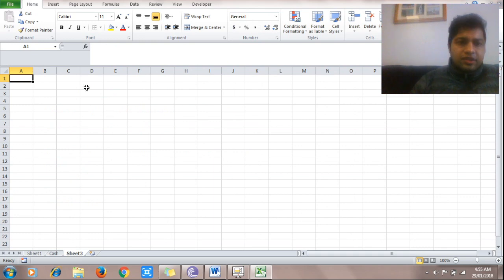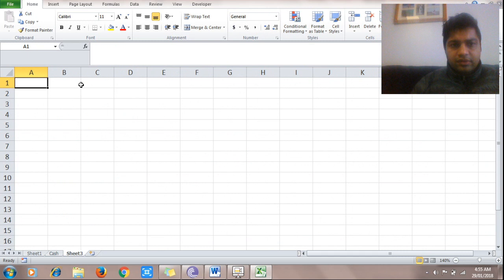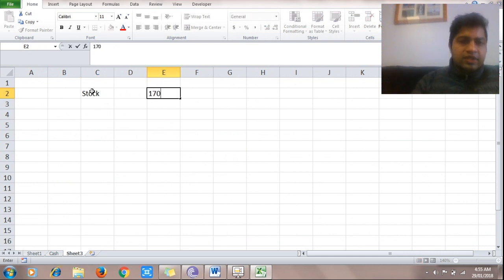The next is margin trade. Now let us compare margin trade on Apple stock. So the stock price that we are considering is $170.